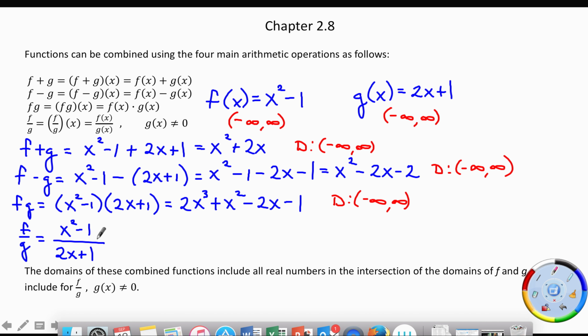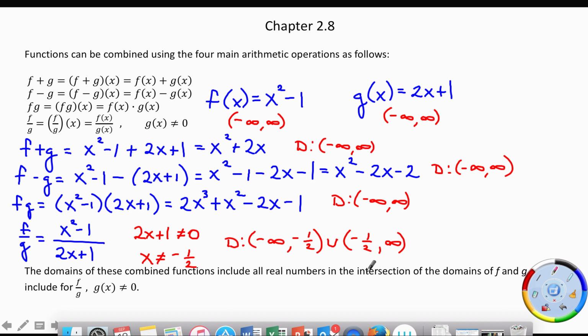With the exception of this one. Remember, g of x cannot be 0. Denominators cannot be 0. That means x cannot be negative 1/2. So my domain would be negative infinity to negative 1/2, not including negative 1/2, or negative 1/2 to infinity, not including negative 1/2, which is signified by the parenthesis.